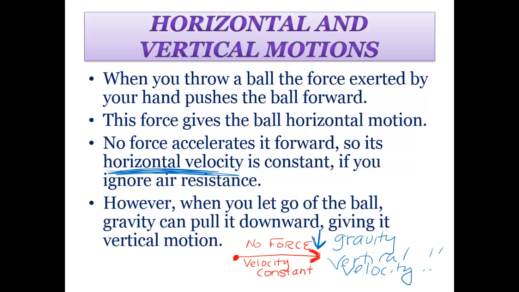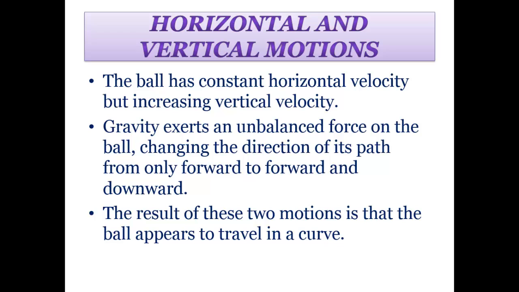So a ball has constant horizontal velocity but increasing vertical velocity. So gravity causes what's called an unbalanced force, and it causes it to go not only forward but from forward to downward. And so that's what causes a curved path in a traveling object that's been thrown.